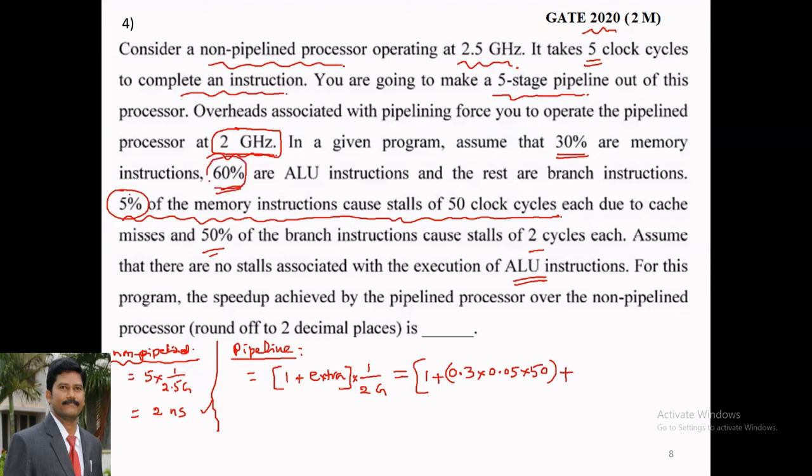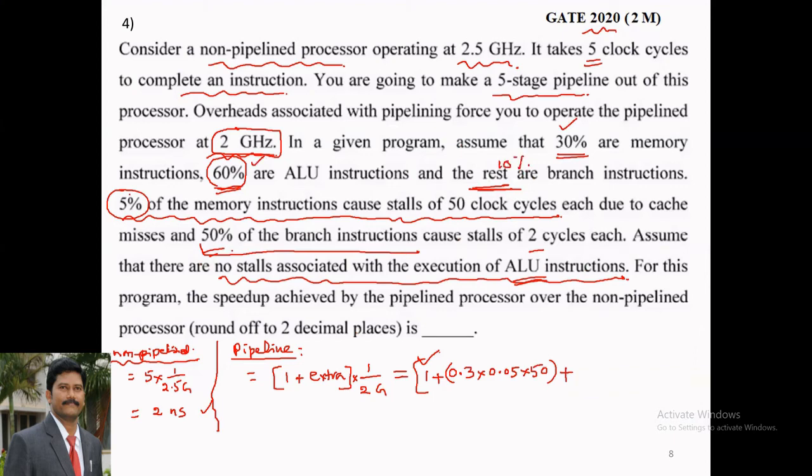This 60% will not take any extra. No stalls are associated with the execution of ALU instructions. That's why we need to leave that one. We already considered that 60% within this one clock cycle, right? Now next, see here, how many branch instructions are there? The rest are the branch instructions. 30 here it is gone, 60 here it is gone, the rest 10% are branch instructions.